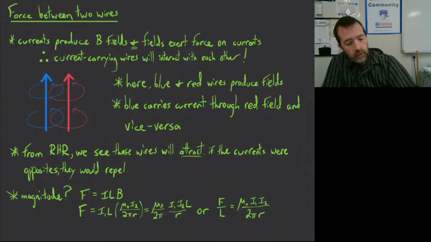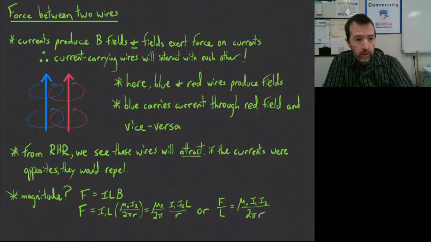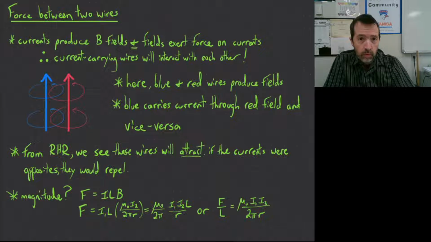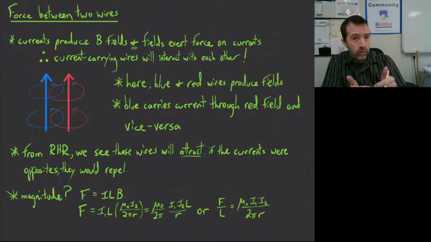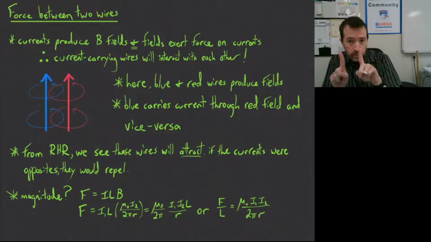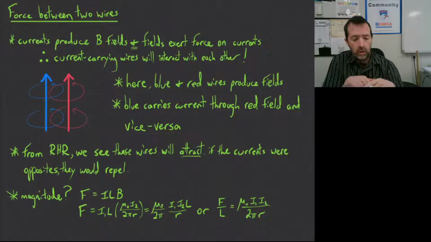So I have an illustration of that here. I've got a blue wire making a blue field, a red wire making a red field. But clearly the blue wire is taking a current through that red field, which means the red field should exert a force on the blue wire, and vice versa. If we do some right-hand rule stuff for this situation where I've drawn both of the currents moving in the same direction, you can find that the wires attract each other.